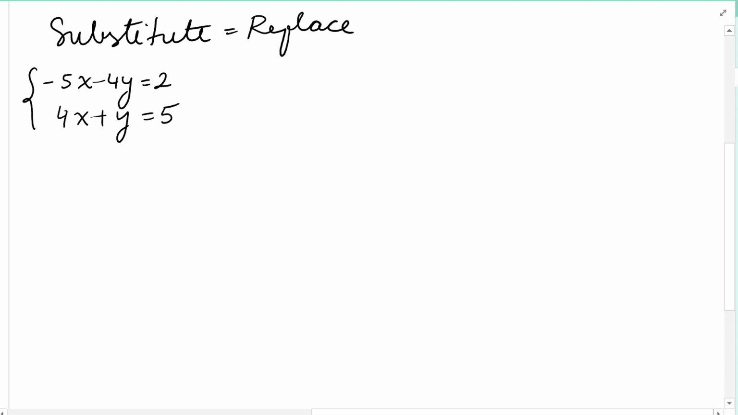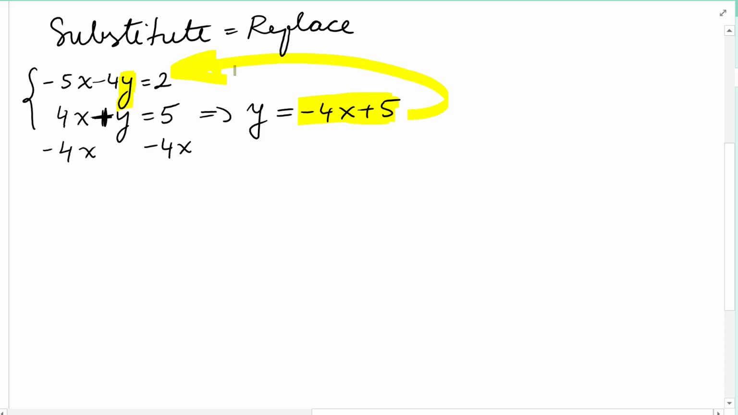So let's take, for example, the second equation, and let's solve for y. Let's get y by itself. So that means we subtract 4x from both sides, and we get y equals minus 4x plus 5. And now, I'm going to take this y, this y that equals negative 4x plus 5, and I'm going to replace it in the first equation.